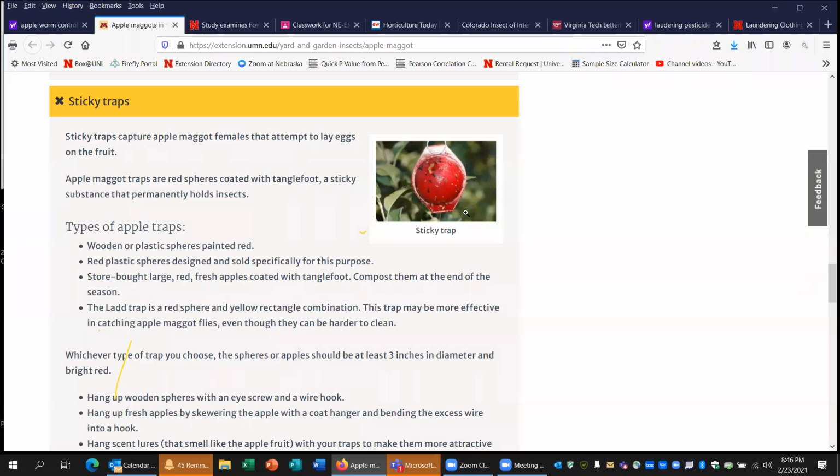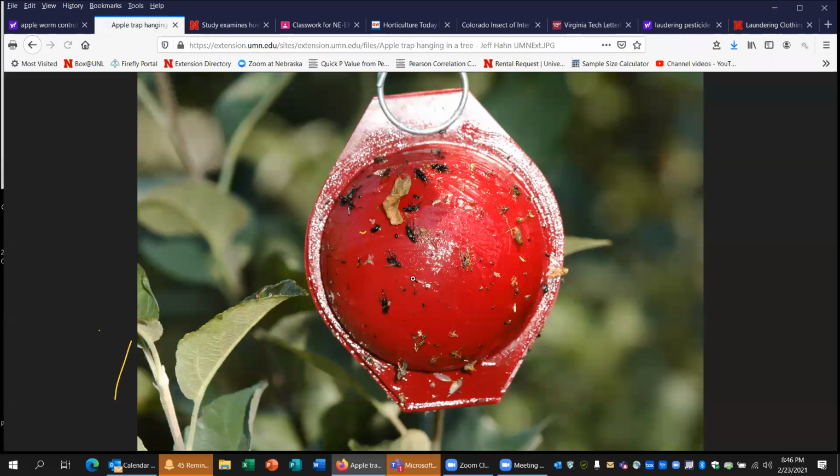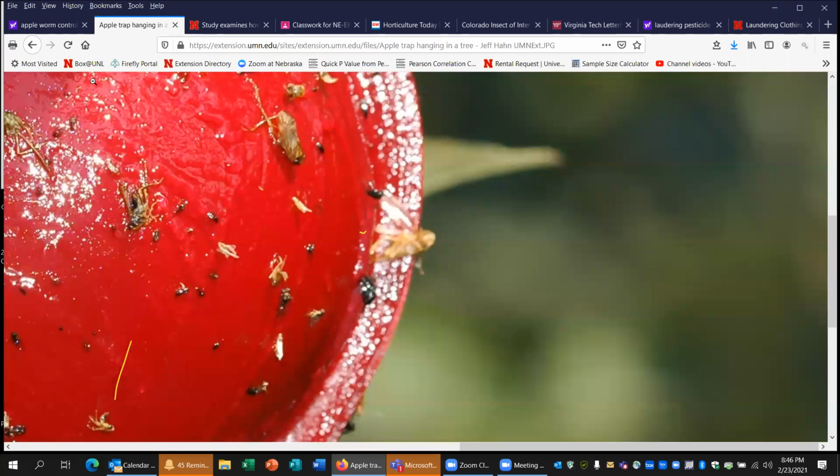So in this case, you could do a sticky trap to collect them. So they're being caught on the sticky trap, for instance. And here's some examples. You'll also catch other things other than the apple maggot on your sticky traps. So don't be surprised. But there's an example of a sticky trap. And you can magnify this up close. So that's a neat feature.